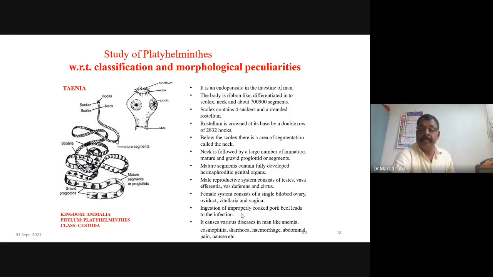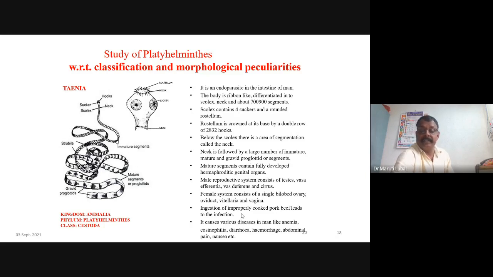Ingestion of improperly cooked pork or beef leads to the infection. If you eat raw or undercooked beef meat, we will get infected.